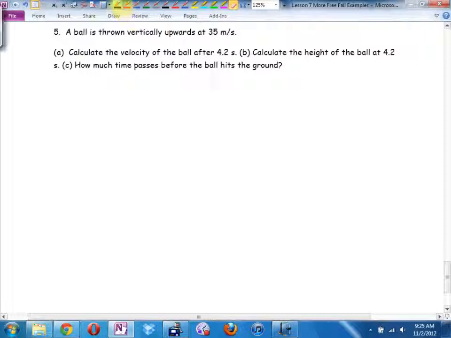5A. I think they want us to find a velocity. Which one? Final or initial? Got to be a final. So let's go. V final equals question mark. V initial equals 35. A equals negative 9.8. T equals 4.2. I'm looking for an equation that has VF, VI, A, and T in it.